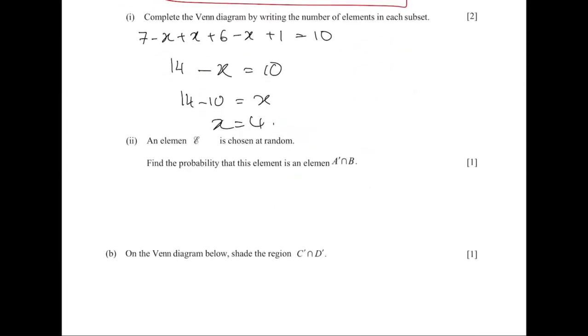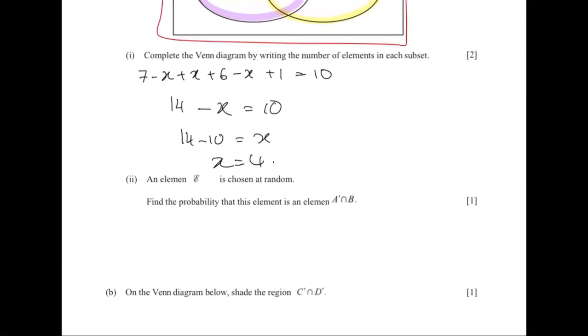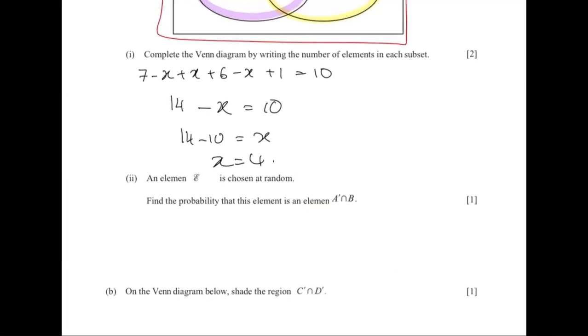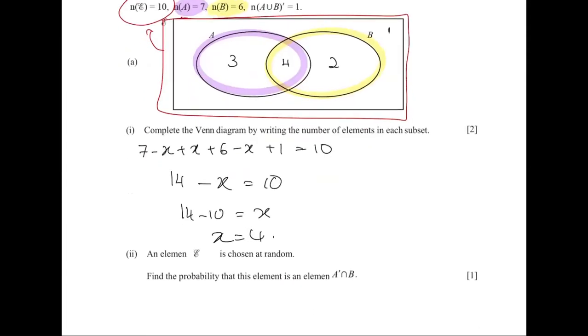An element is chosen at random. Find the probability that the element is in A prime intersect B. A prime, outside of A, intersects with B here. 2 out of 10.